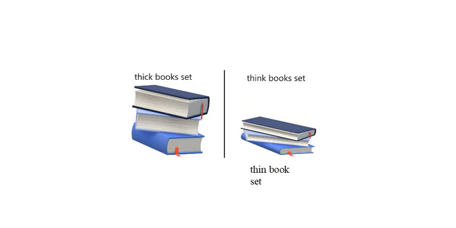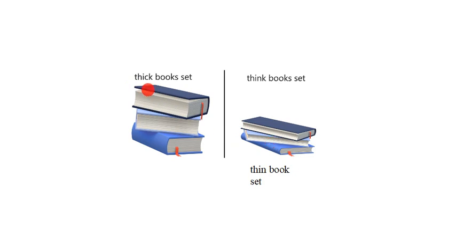You see sets of books here, but you see that these books are thick. You see the width of these books, right? These books have more width, so these are thick books, and these books have less width. So we say these are a thin book set and this is a thick book set. Thin book set and thick book set.